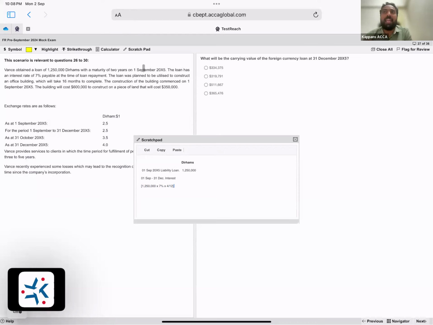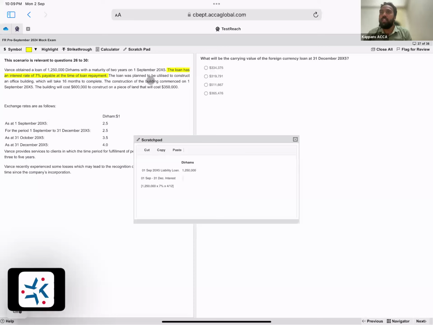Why are we adding interest? It's very clearly stated that the loan has an interest rate of 7% and is payable at the time of loan repayment. So the interest is not paid yearly, it's paid at the time of repayment. That means the loan amount plus the interest amount will be the liability. So the loan amount of 1.25 million and interest for 4 months from 1st September to 31st December will be shown as a liability to be paid at 31st December X5.